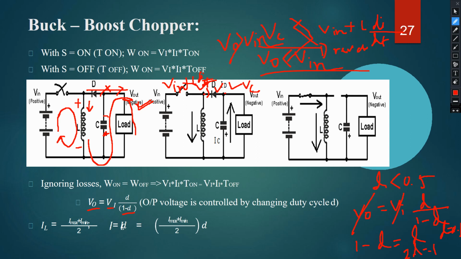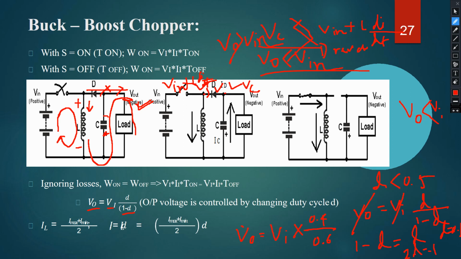But if it is less than 0.5, so what will happen? So let us take one case. V output is equal to V input into, let it be 0.4. So what will be the denominator? 0.6. So that means this is less than 1. So V output is less than V input. That means all the values below 0.5, it will be acting as a step down or buck chopper.